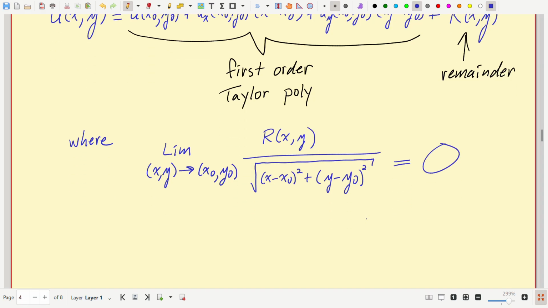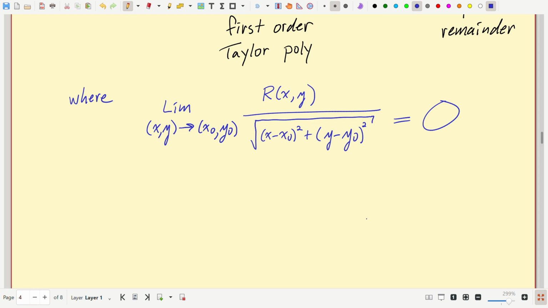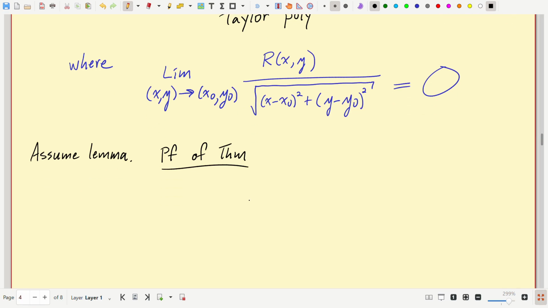Well, I'm going to assume this calculus lemma for the moment and demonstrate the theorem. So we assume the lemma for now. And now I can give you the proof of the theorem. And so I don't have to write all those subscripts, x naught, y naught, over and over again, I'm going to do some notation here.